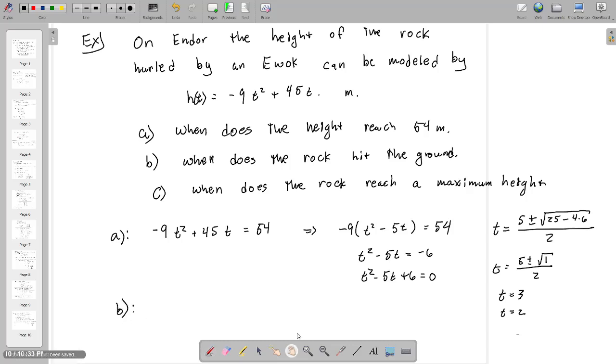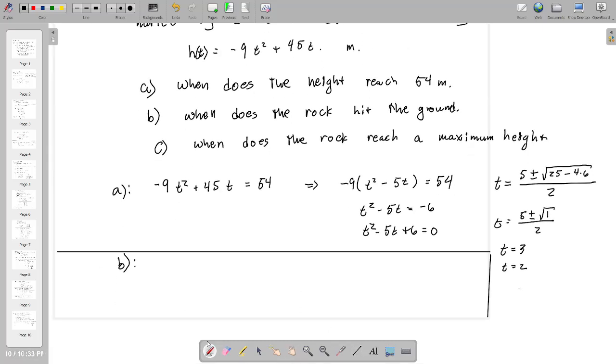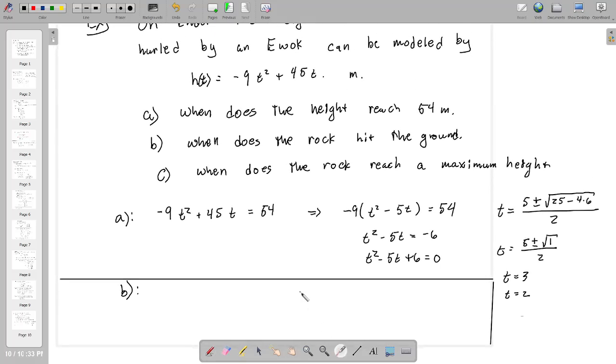Part B. When does the rock hit the ground? Now, this might seem a little bit more complicated, but if you think about it in terms of height, when a rock hits the ground, what is the height of that rock? 0. And knowing that this expression represents the height of the rock, we would say that this expression is equal to 0. So 0 is equal to negative 9t squared plus 45t.